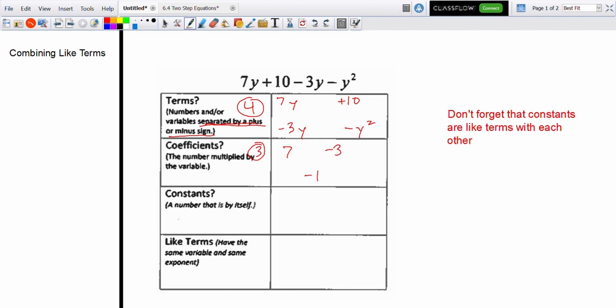Constants are the numbers that are by themselves, no variable. There is 1 of those. What's that? Positive 10. No variable attached to it.